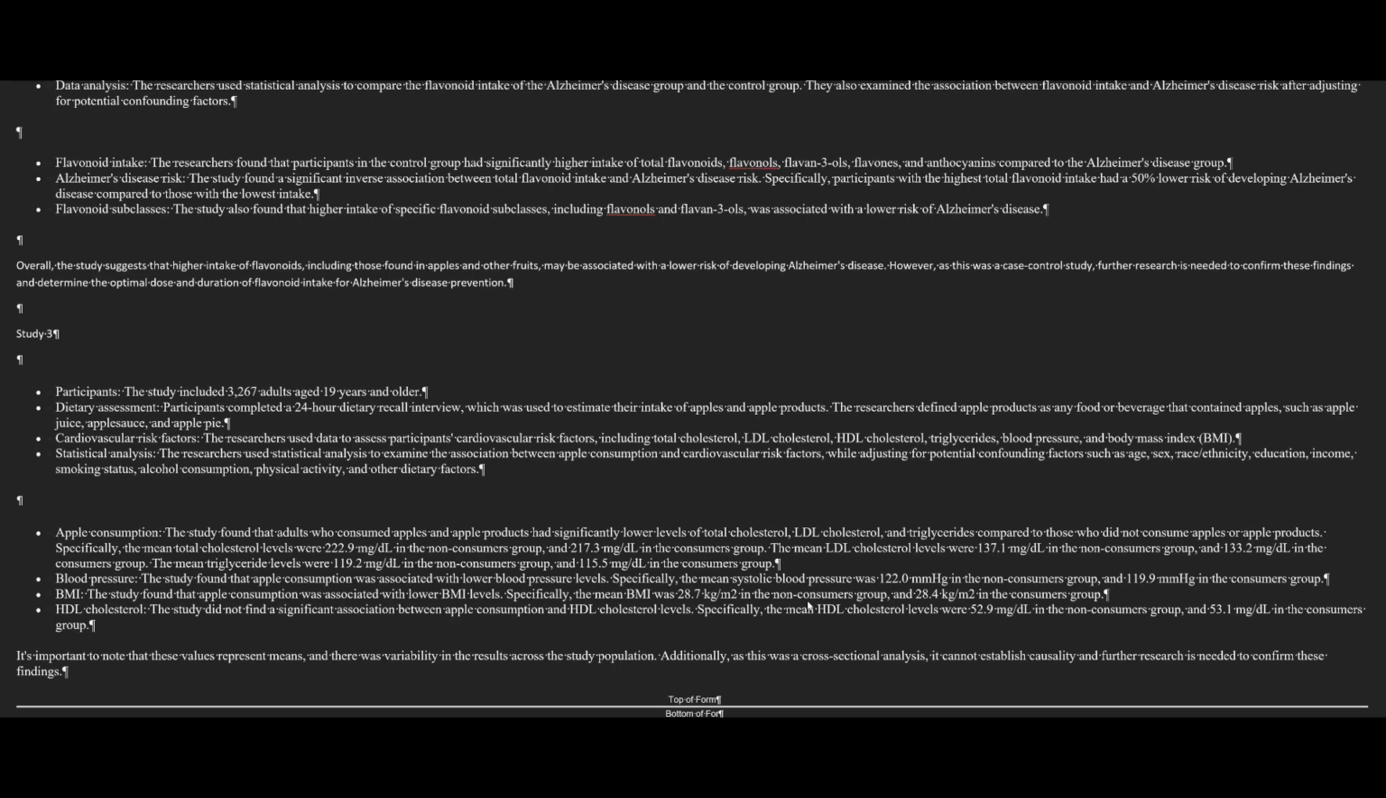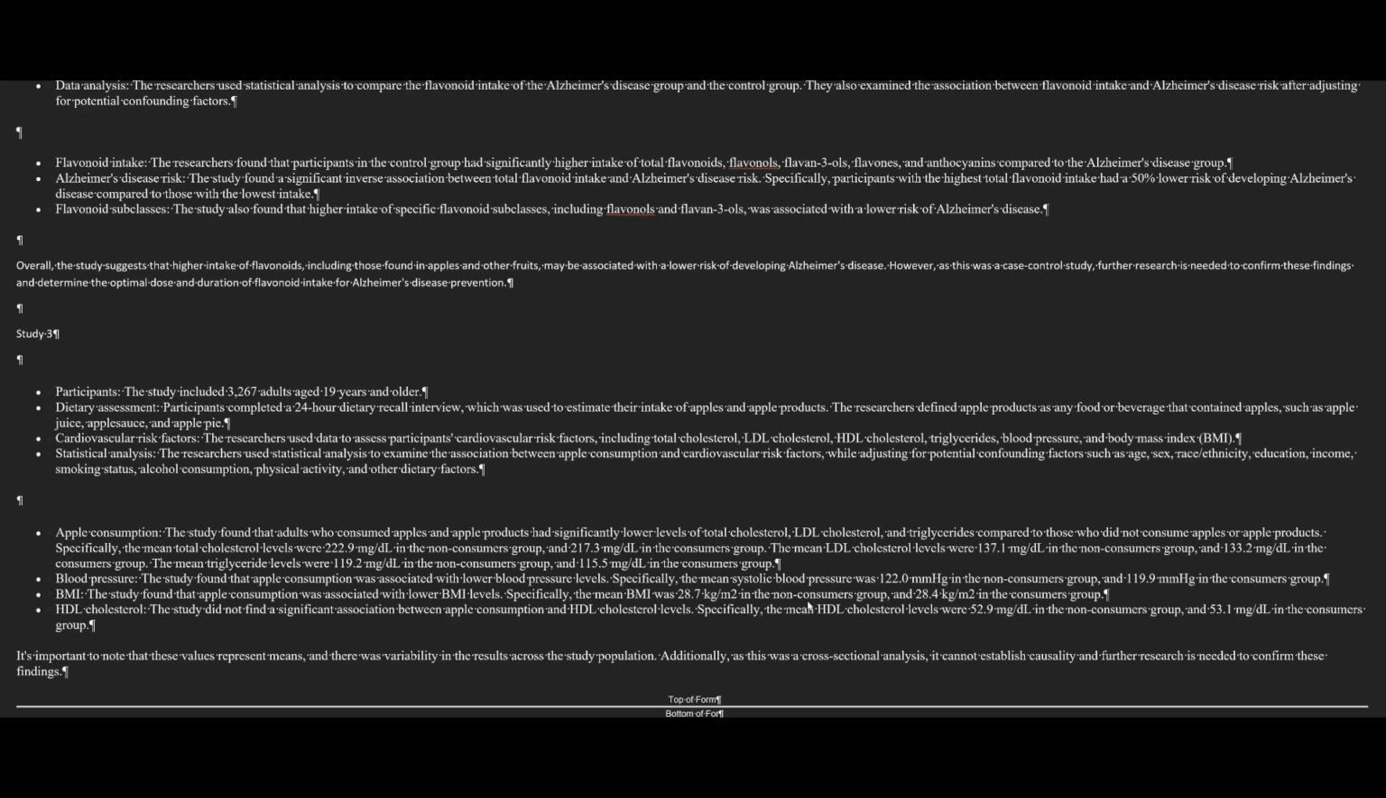Statistical analysis. The researchers use statistical analysis to examine the association between apple consumption and cardiovascular risk factors while adjusting for potential confounding factors such as age, race, ethnicity, education, income, smoking status, alcohol consumption, physical activity, and other dietary factors. Apple consumption. The study found that adults who consume apples and apple products had significantly lower levels of total cholesterol, LDL cholesterol, and triglycerides compared to those who did not consume apples or apple products.